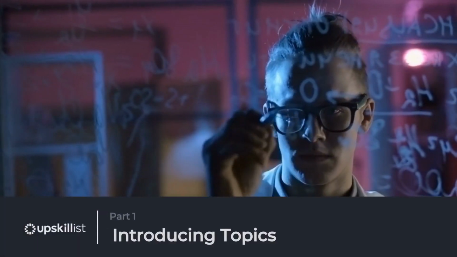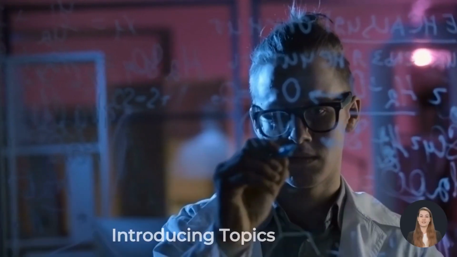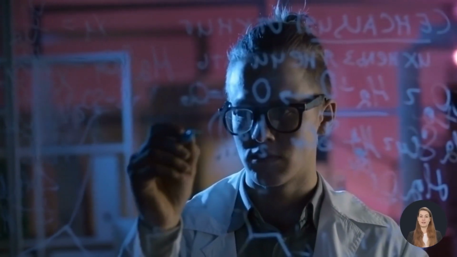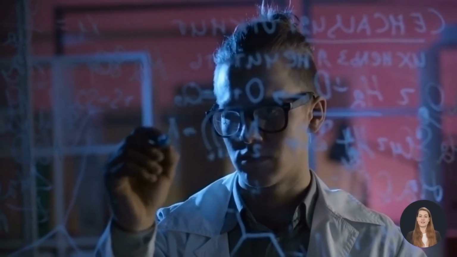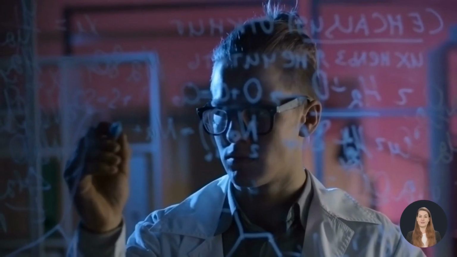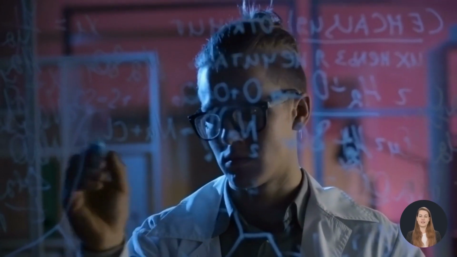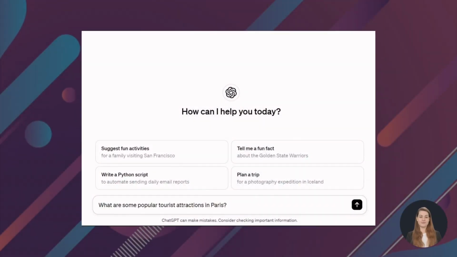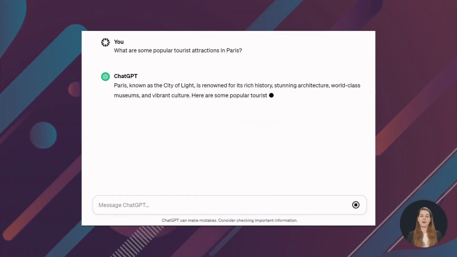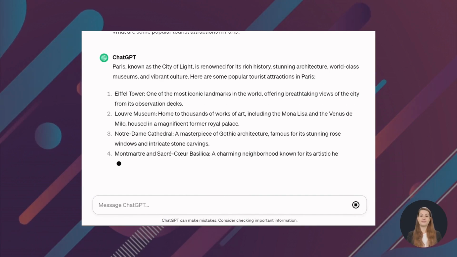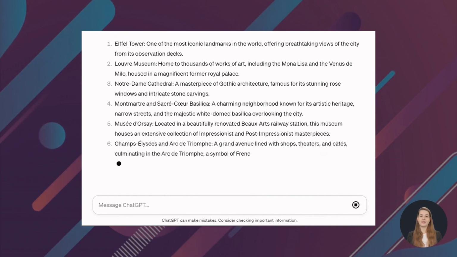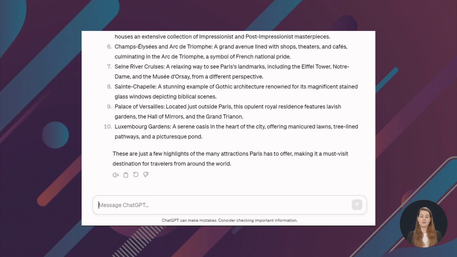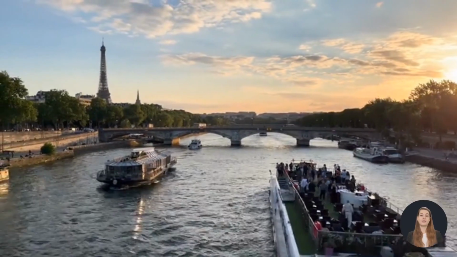Part 1. Introducing topics. System messages can be used to introduce new topics or shift the conversation towards specific subjects. By explicitly mentioning the topic in the system message, you set the stage for the subsequent user and ChatGPT responses. Consider the following example. User message. What are some popular tourist attractions in Paris? System message. Let's explore the iconic landmarks and attractions of Paris. From the Eiffel Tower to the Louvre Museum, there's so much to discover.